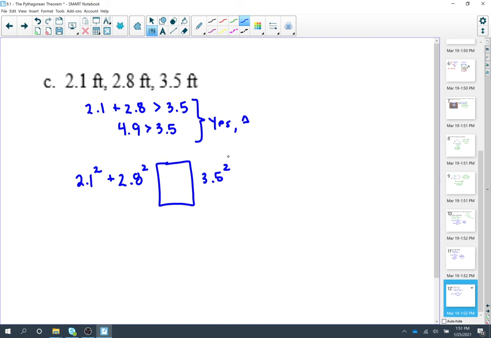So short side squared plus short side squared compares to long side squared. Now I'm going to take 2.1 squared plus 2.8 squared, which is 12.25. Then we're going to take 3.5 squared, which is 12.25, and these are equal. So because these are equal, this is not acute, this is not obtuse, this is a right triangle.